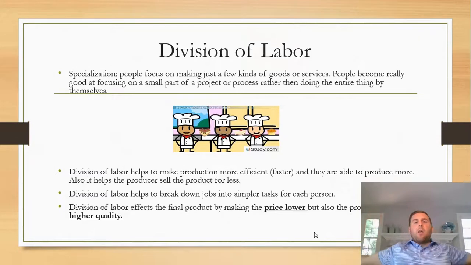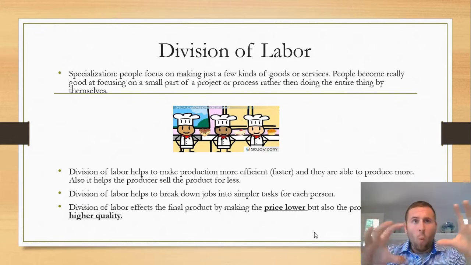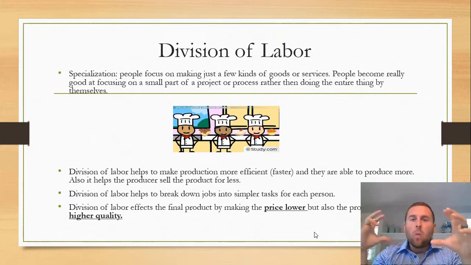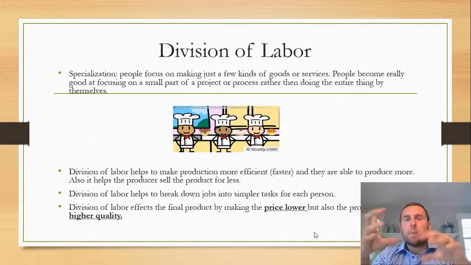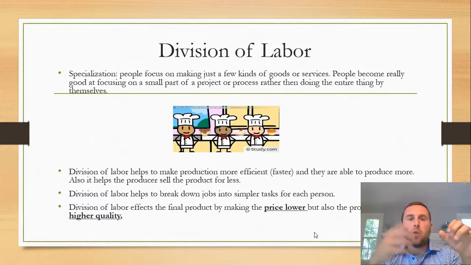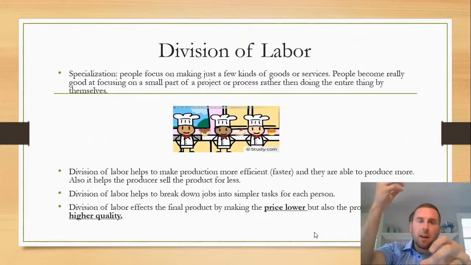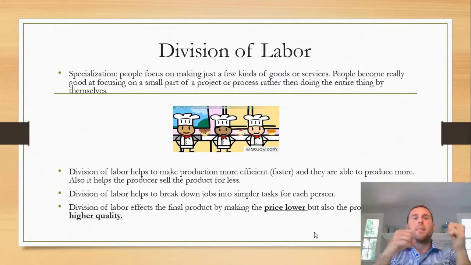So division of labor. Like I said at the beginning, specialization is when people focus on making just a few kinds of goods or services. People really focus on one or two small things. One of the good examples I like to use is a plumber, right? A plumber is very good with piping. They could do the pipes for your sinks in your bathrooms, they can fix your toilets, things like that. Plumbers specialize in piping and fixing things like that.